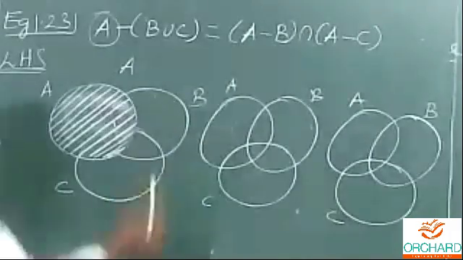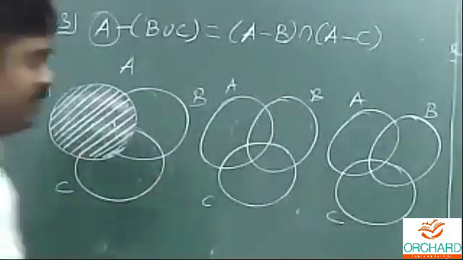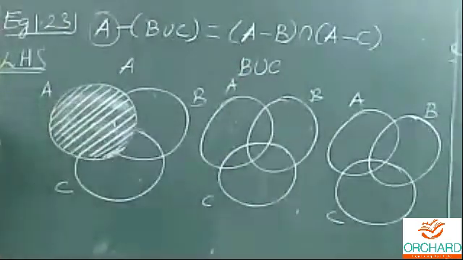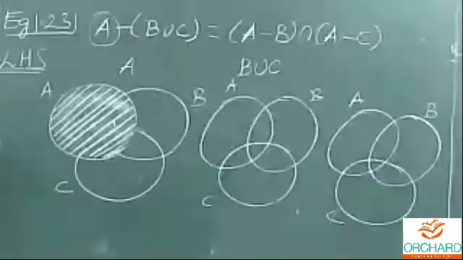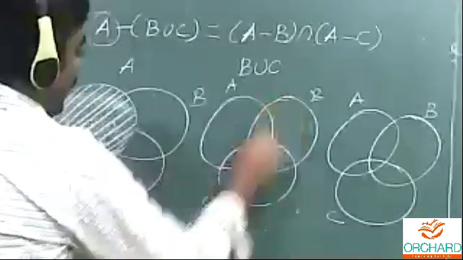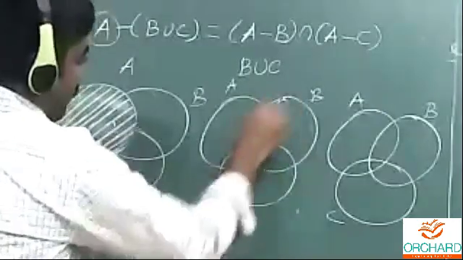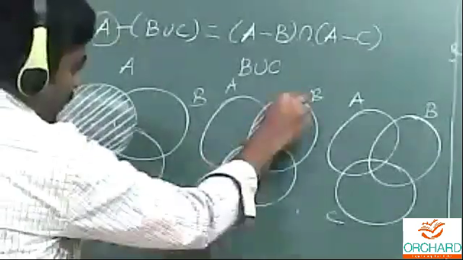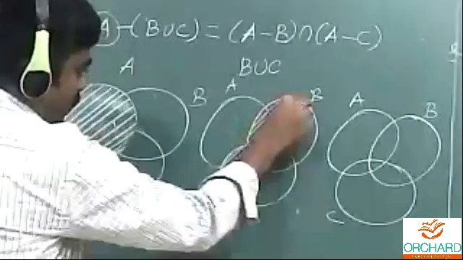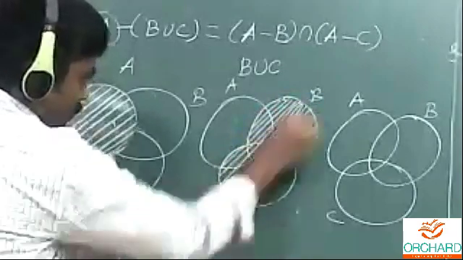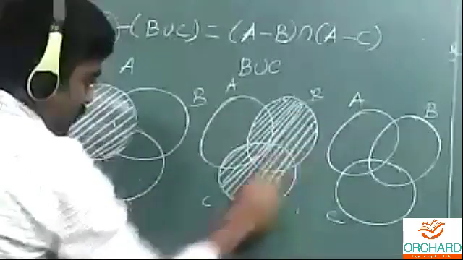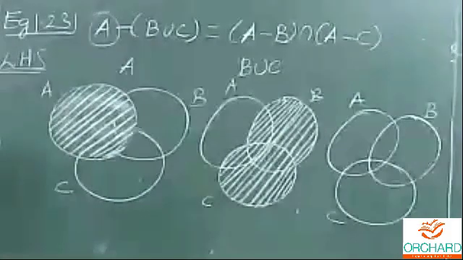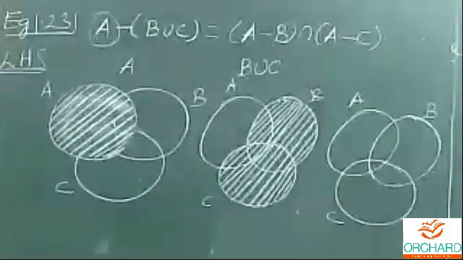Next, B union C. What does B union C mean? The union of the two sets B and C. This is B and this is C. That is the union of the two sets B and C. You can shade it or draw lines. This is B union C.